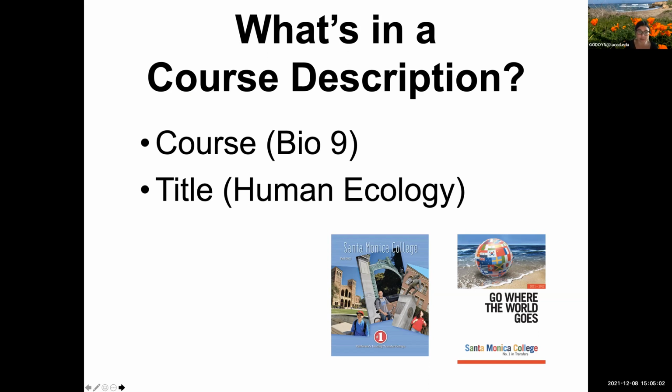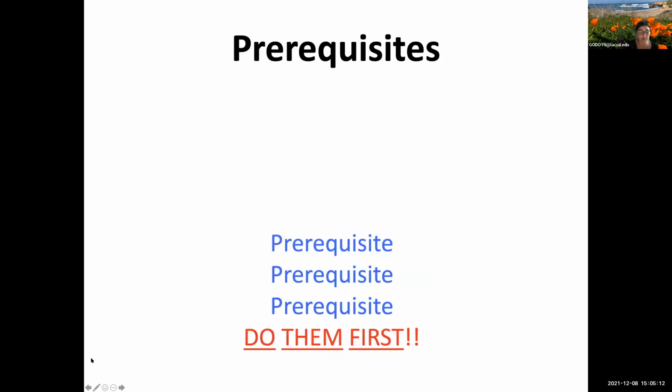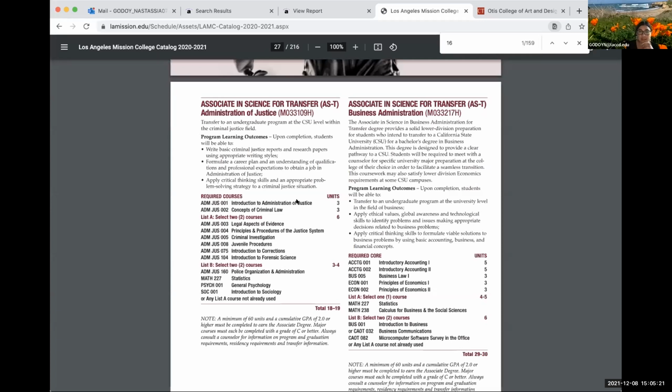Also, that course description is going to show you how many units that class is, the description of the course, is it a transferable class? And it's also going to show me if it has a prerequisite. Oops, that skipped. So let's look at the LA Mission College catalog. So here is just the listing of what I need for this associate degree for transfer. But first of all, I want to see what accounting one is about. I want to see what it's transferable to. And I want to see, is there a prerequisite?